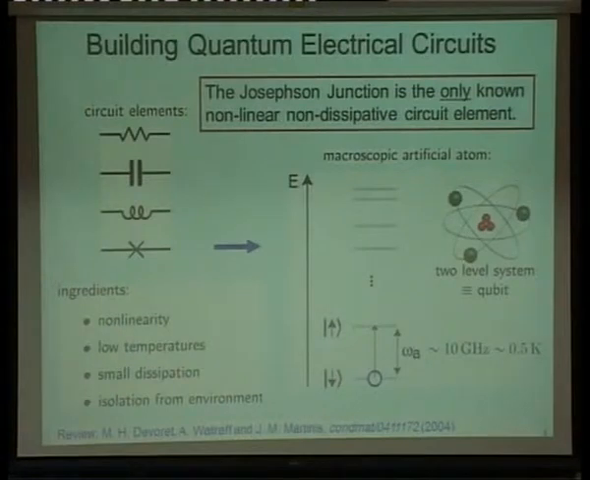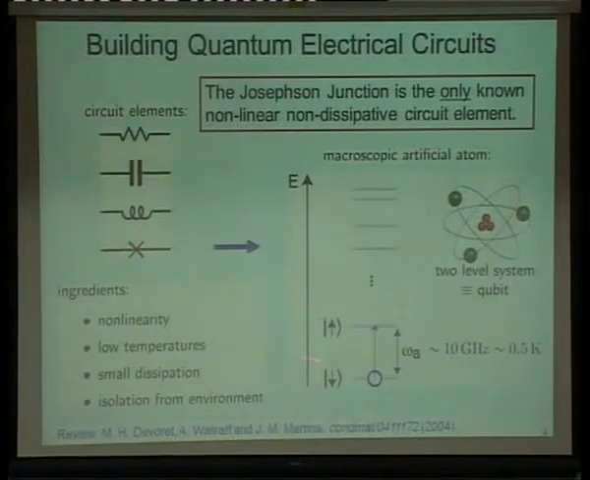To build quantum mechanical electrical circuits, we want to use our usual circuit elements, but we don't really want to use resistors. They cause dissipation. We want our qubits to live a long time. But if all you have are inductors and capacitors, the only thing you can make is a harmonic oscillator, which is fine. That's a resonator.